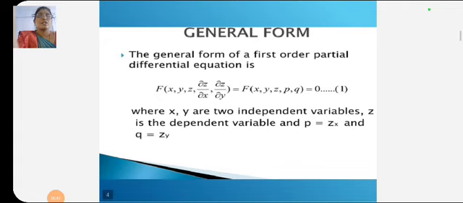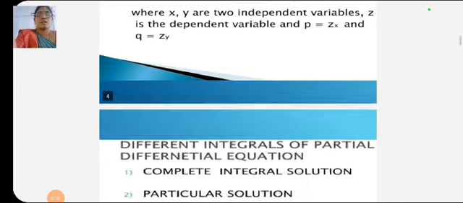The first one is the general form. The general form of a first order partial differential equation is f of x comma y comma z comma dou z by dou x comma dou z by dou y equal to 0. It can be written as f of x comma y comma z comma p comma q equal to 0, where x and y are two independent variables and z is the dependent variable of x and y. Therefore p equal to dou z by dou x and q equal to dou z by dou y.